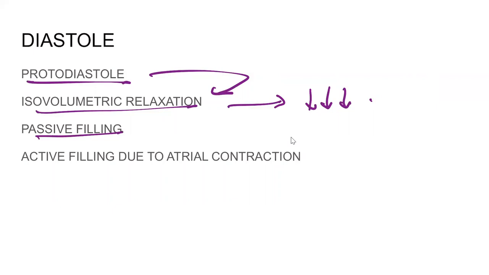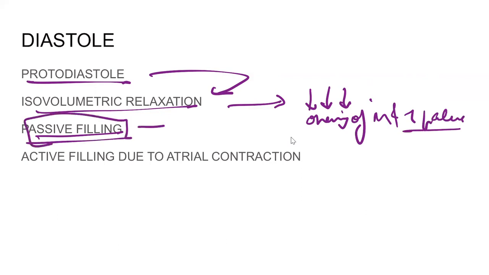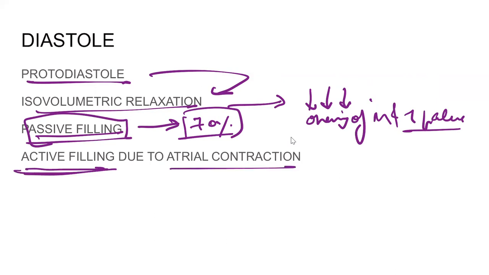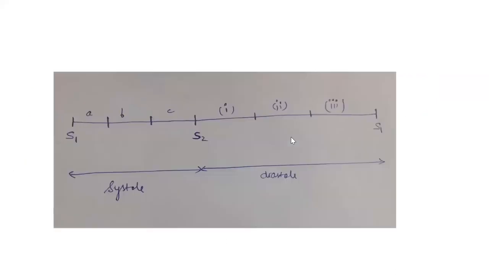Then when the pressure in ventricles falls below the pressure in atria, there is opening of mitral and tricuspid valve, leading to first phase of passive filling, which is almost 70% part of the filling, and another phase of active filling, which is because of the atrial contraction or atrial systole. So again, here we can see we divide the diastole phase into three parts.